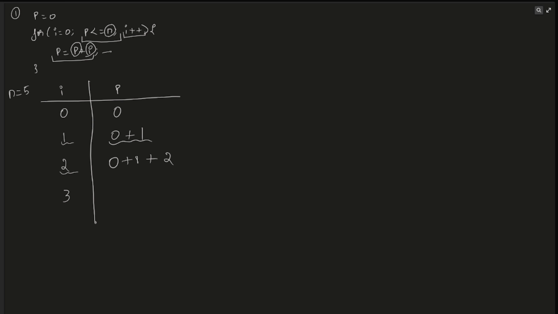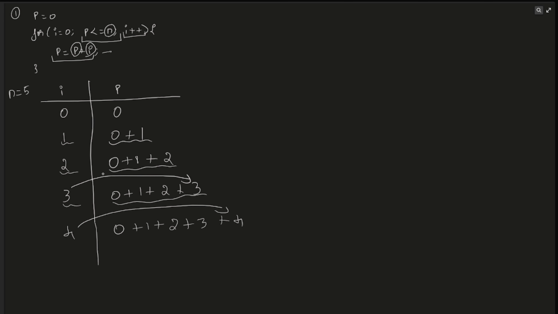I gets incremented to 3. 3 is less than or equal to 5, which is true. Take current P and add I to it. I gets incremented to 4. 4 is less than or equal to 5, which is true. Take current P, 0 plus 1 plus 2 plus 3, and add I to it. Just draw an arrow here. After the fourth iteration, I gets incremented to 5. 5 is less than or equal to 5, which is true.